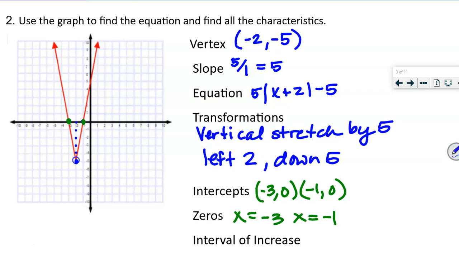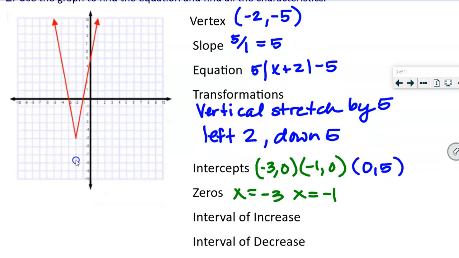And then we've got this other one up here, which is at 5. So this one's going to be 0, 5. That's our y-intercept, right? Okay, so now we're going to talk about our intervals again. So I'm going to jump on my graph over here at -infinity. I'm coming down, so that's decreasing. And it's decreasing till -2, right? So this one's going from -infinity to -2.